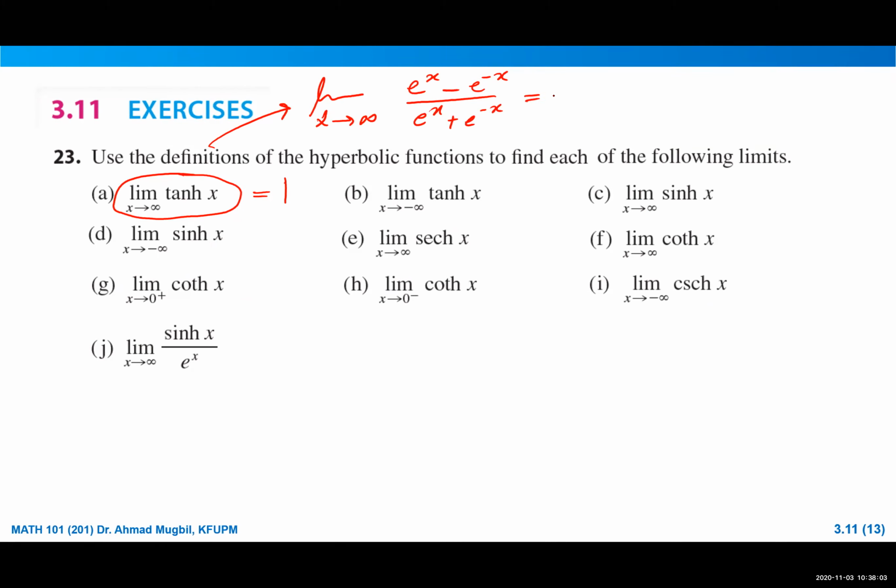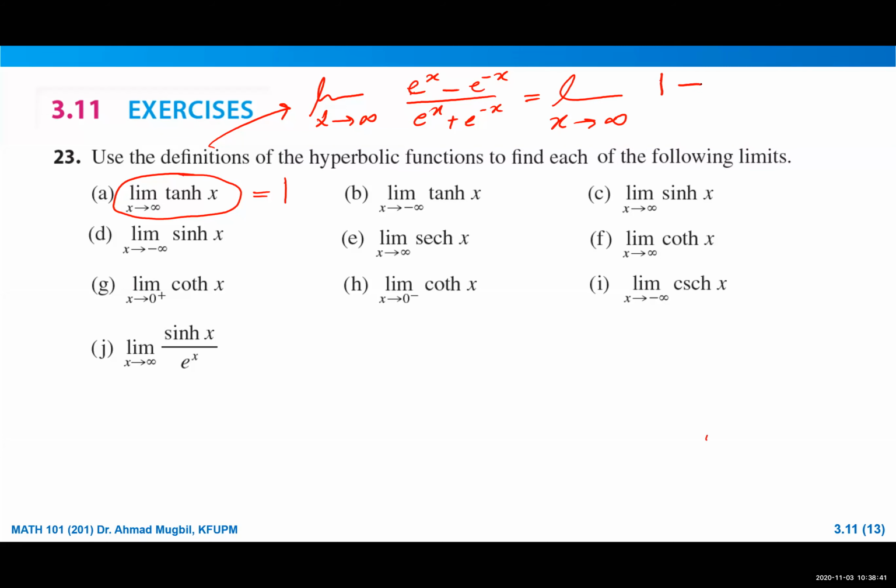Now, how to find this limit? This is a chapter 2 question. When x goes to infinity, if you notice, by direct substitution it will be infinity minus 0 over infinity plus 0, infinity over infinity. In this case, you need to divide by the highest power, by e to the power x. So if you divide both sides by e to the power x, the term will make the problem. This is the infinity here. So divide by it, what will you have?